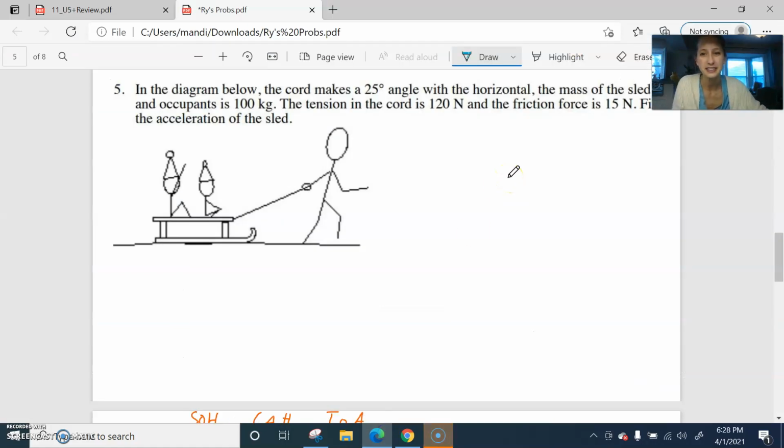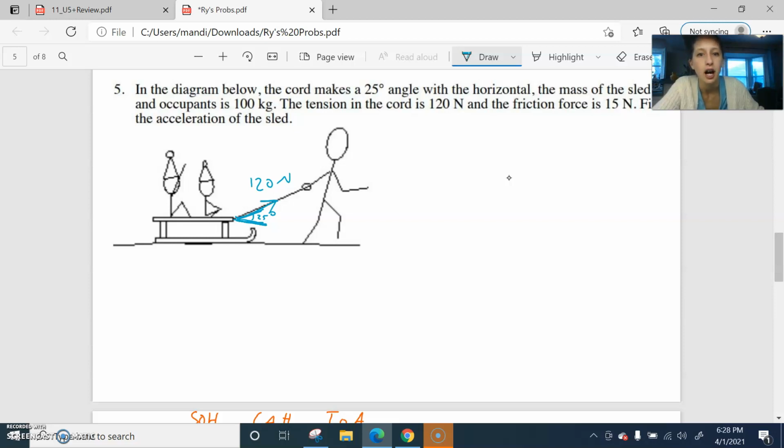All right, time for the sledding party. Okay, so we have a cord where the tension is 120 newtons, and we're at an angle of 25 degrees to the horizontal, which means we have to draw the horizontal and then say that angle is 25 degrees.